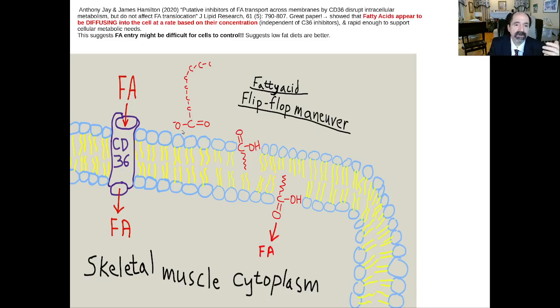So what am I saying here? This is a big deal. This is like the most important thing you can know about diabetes. It appears that the skeletal muscle cannot control the amount of fat that comes into it, that it simply takes it up in a concentration gradient dependent fashion, meaning the more fat there is in the blood, the more fat gets into the skeletal muscle. So that enables excessive amounts of fat to get into the skeletal muscle.